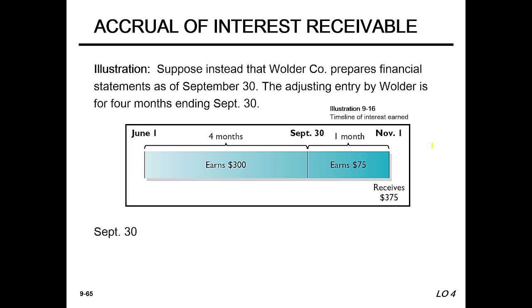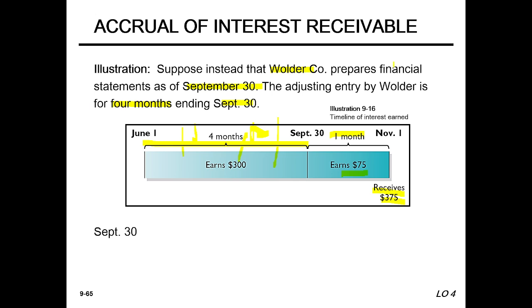Now accrual of interest receivable. This is a very interesting matter. Suppose instead that Older Company prepares financial statements as of September 30 instead of November. So the adjusting entry by Older is for 4 months ending September 30, June 1 to September 30: June, July, August and September. These 4 months earned $300, and 1 month, November, earned $75. So total receipt will be $375, which we have shown earlier.